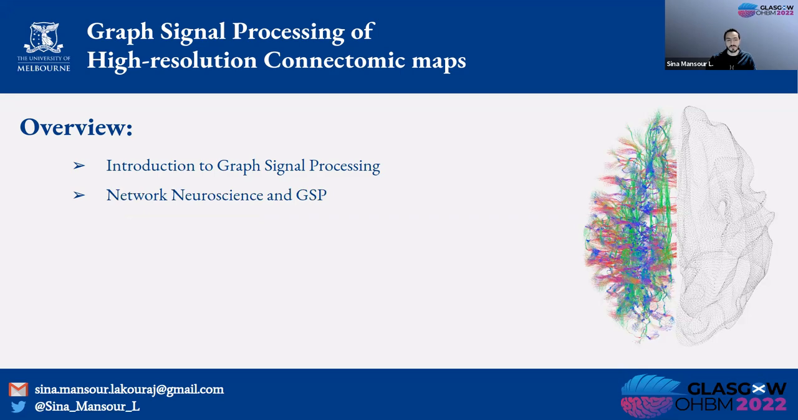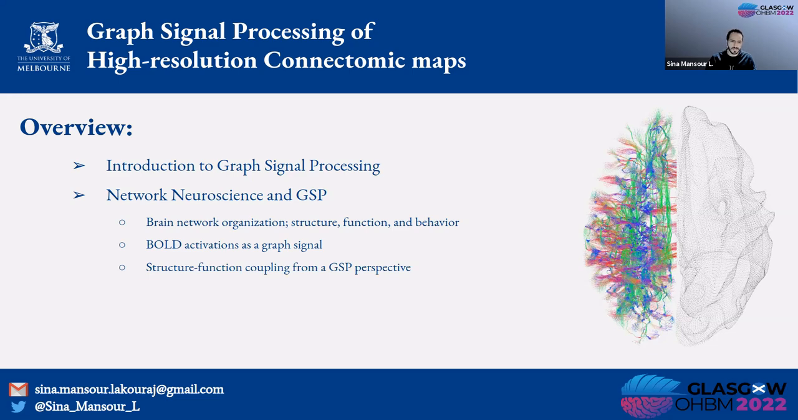I will then move to describe how it relates to current network neuroscience research, how brain network organization, structure, function, and behavior could be related using graph signal processing, how we could represent the bold signal activation as a graph signal, and finally, how to detect structure function coupling using a graph signal processing framework.